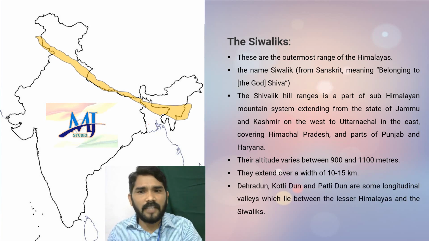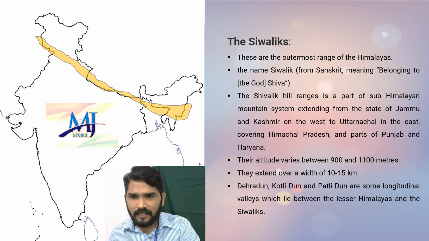Dehradun and Patlidan are some of the longitudinal valleys lying between the Siwalik range, and these are famous dunes actually. That's all for today, but before I wind up today's session, I would like to give you a little more information about the Himalayan mountains.